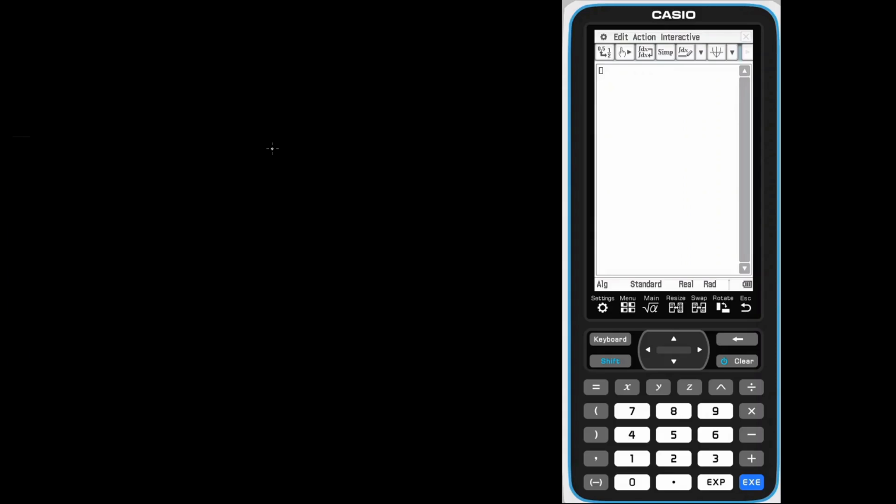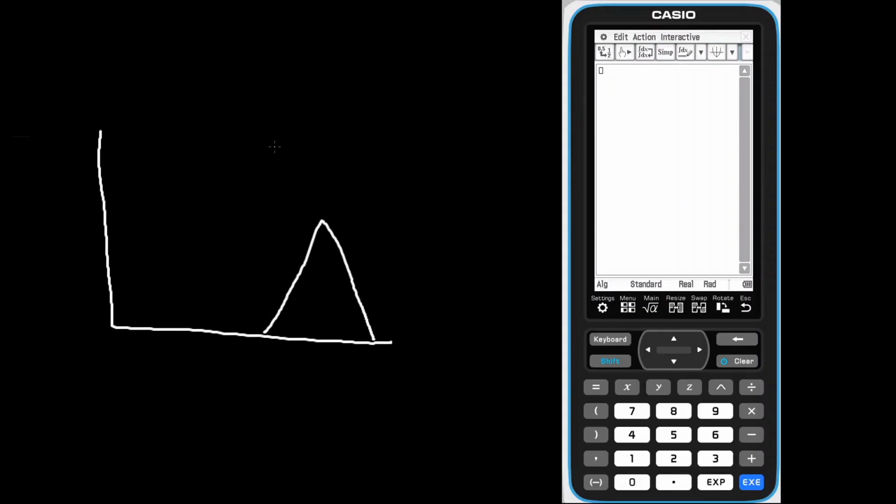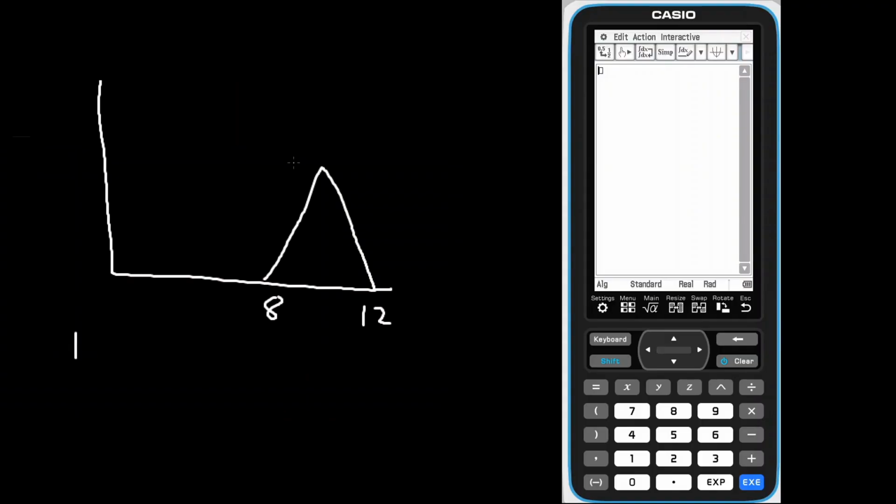So we have a question here where we have a probability density function that looks like this. It's a triangle, and it goes from 8 until 12. What we're wanting to find here is the probability from 9 to 11. So if we draw it out, 9 can be roughly here, 11 can be roughly here. We can find this area in here.